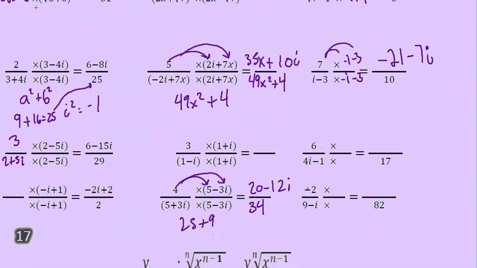And let's look at the last one on this page. The conjugate of 9 minus i is 9 plus i. Negative 2 times 9 is negative 18. And negative 2 times i is negative 2i. Finish the rest of this page and then move on to the next page.